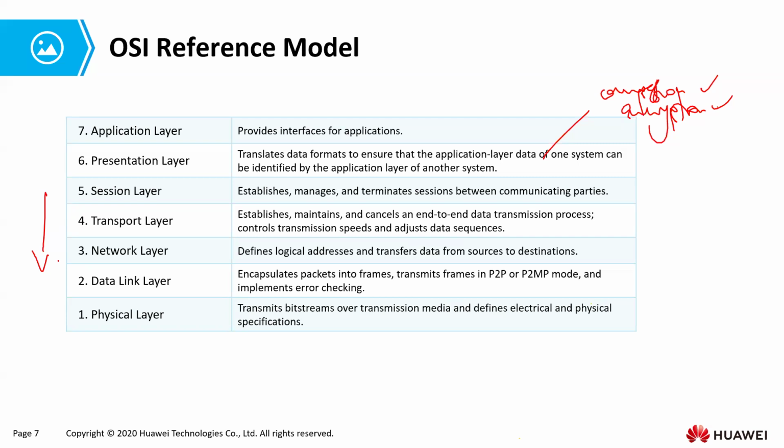Transport layer, this one is more responsible for reliable delivery of information. As we move information from point A to B, there is need for reliability of the information arriving. And the transport layer is more or less involved with that. So it establishes, maintains, and cancels end-to-end transmission processes, controls transmission speeds, and adjusts data sequences. From that statement, you can see it does a lot, the transport layer.